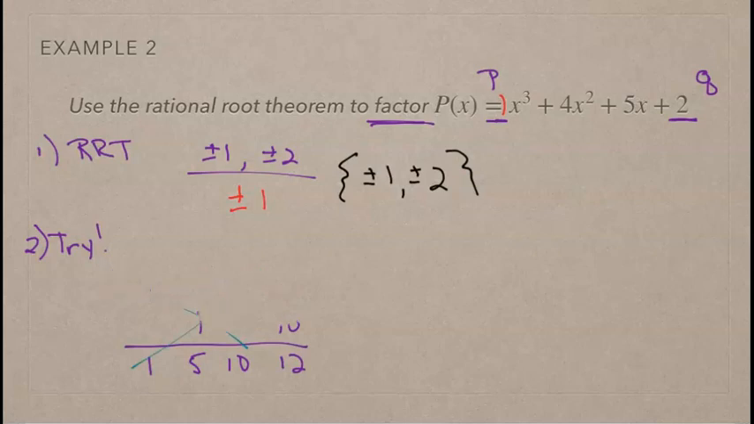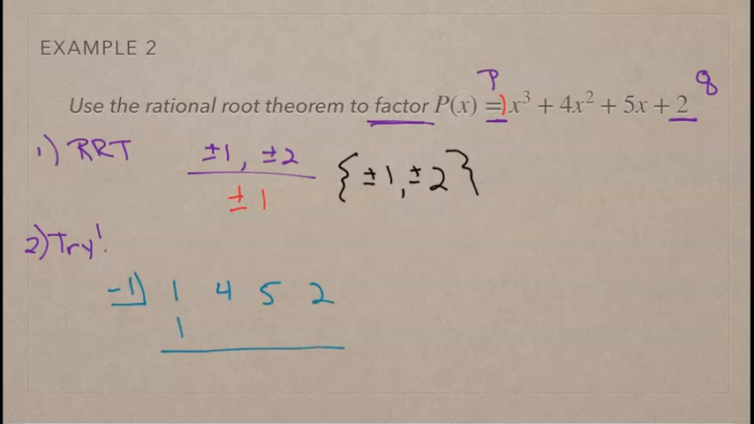No good. Let's try another one. So I'm going to erase this, and instead of 1, let's try negative 1. I'm going to list out my coefficients, 1, 4, 5, 2, and I'm going to do my synthetic division.